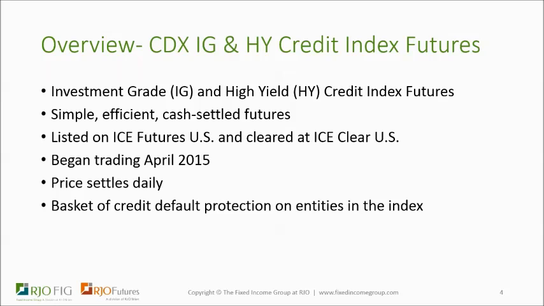To give you an overview of what these credit contracts are, there are available to trade both the investment grade, the IG, and the high yield, the HY, credit index futures. These index futures are based off of a basket of corporate bonds. The investment grade tracks a basket of about 125 corporate bonds. The high yield tracks a basket of 100 corporate bonds. These credit contracts are futures contracts, they're cash settled, and they are listed on the ICE exchange, ICE Futures US.